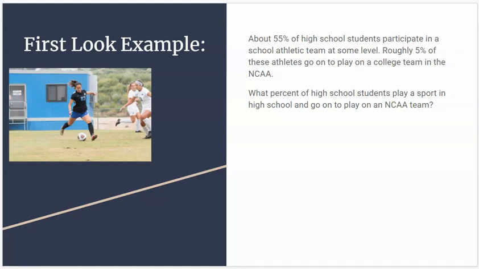All right, so let's take a first look here. About 55% of high school students participate in a school athletic team at some level. Roughly 5% of those athletes go on to play on a college team in the NCAA. So what's the percent of students that play a sport in high school and then go on to play on an NCAA team? Well, first we have to take a look at our two probabilities that were given here. We have 55% and 5%. There are two events also. The event that they participate in a school athletic team, we can call our A. And then there's another event, they play on a college team, we can call this our B.